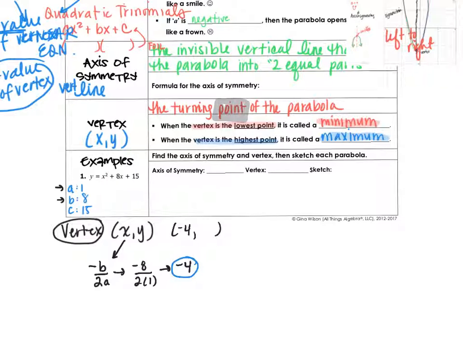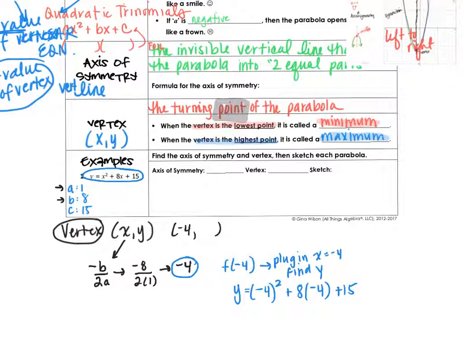Now that I know that the x value of the vertex is at negative 4, let's find f of negative 4. So basically, plug in x equals negative 4 and find y. So y is equal to negative 4 squared plus 8 times negative 4 plus 15. That's coming from the equation we're working on. And when x is negative 4, what is y? Well, 16 minus 32, which is negative 16, plus 15, that's negative 1, so y is negative 1.